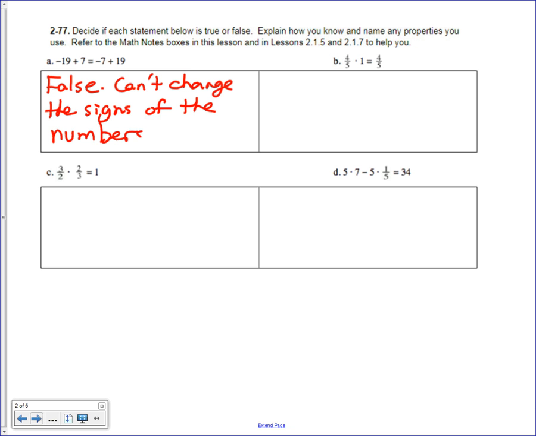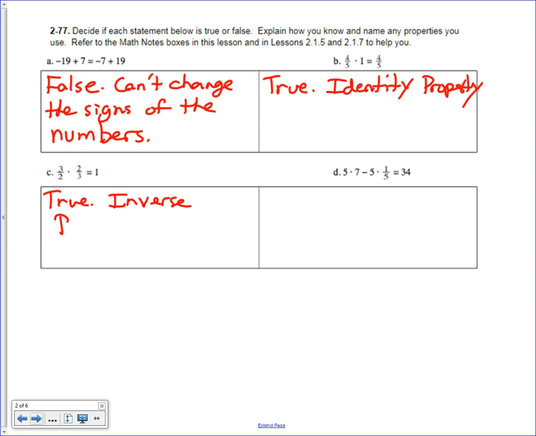Problem B is true. It's the identity property of multiplication. Okay. Problem C is the inverse property of multiplication, so it's true as well. And problem D is also true. It is using the identity property.